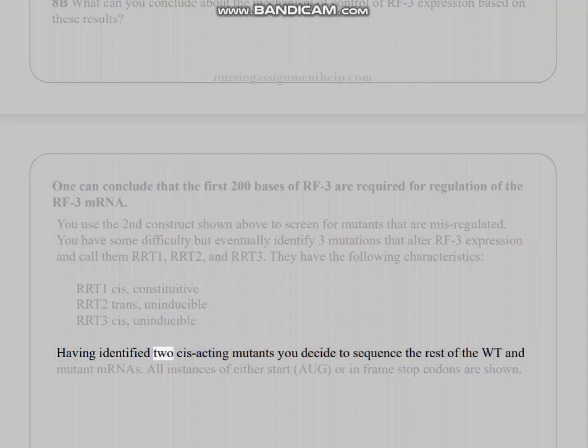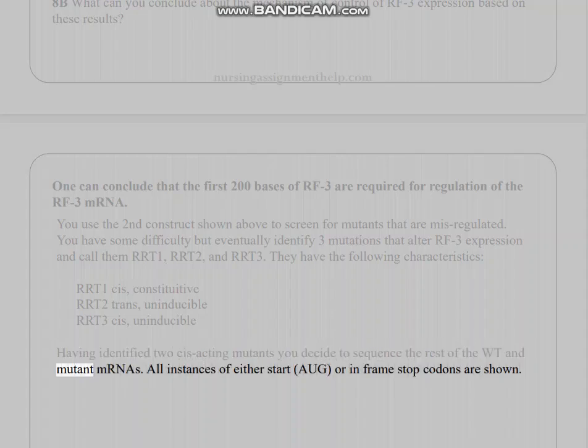Having identified 2 cis-acting mutants, you decide to sequence the rest of the WT and mutant mRNAs. All instances of either start, AUG, or in-frame stop codons are shown.